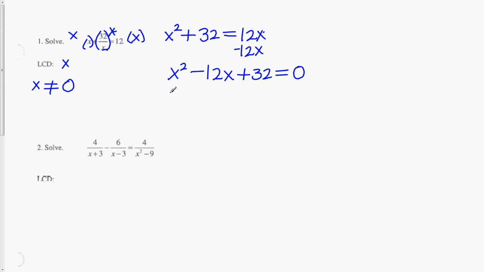So I need to find factors of 32 that add up to negative 12. And I believe those would be 8 and 4, but I need a negative 8 and a negative 4 to get a negative 12 in the middle and a positive 32 at the end. Now, if you'll remember from quadratics, once you factor, you take each factor and you set it equal to 0. So we're going to do that.